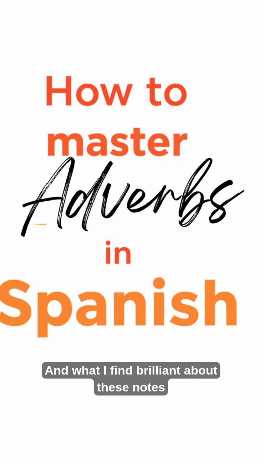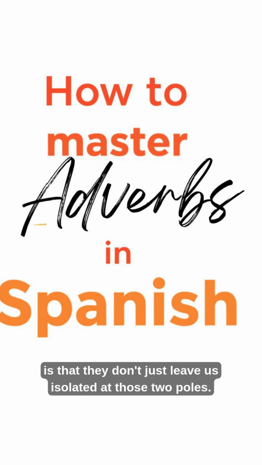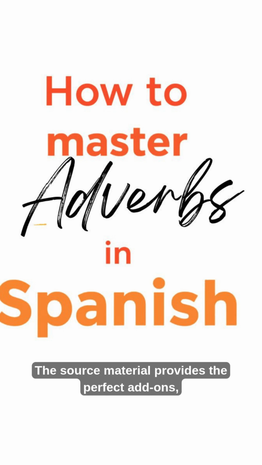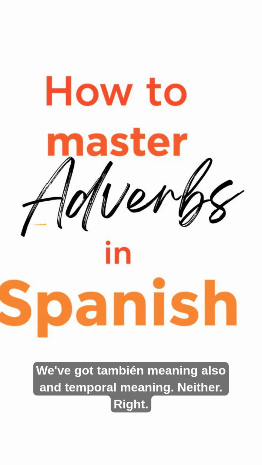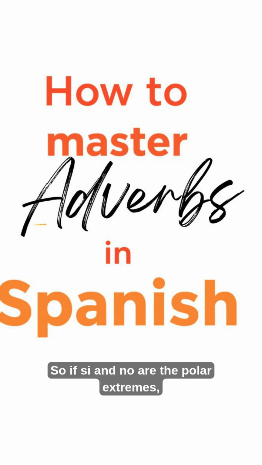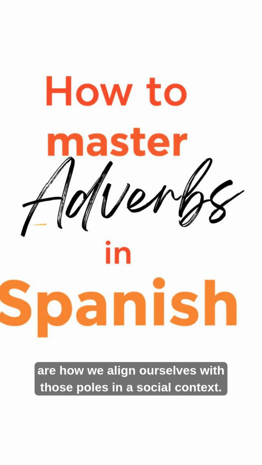And what I find brilliant about these notes is that they don't just leave us isolated at those two poles. The source material provides the perfect add-ons, the words of inclusion and exclusion. We've got también meaning also and tampoco meaning neither. Right, so if sí and no are the polar extremes, también and tampoco act as their echoes. They are how we align ourselves with those poles in a social context.